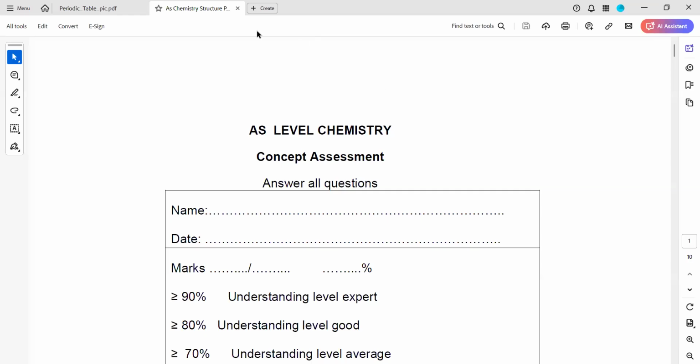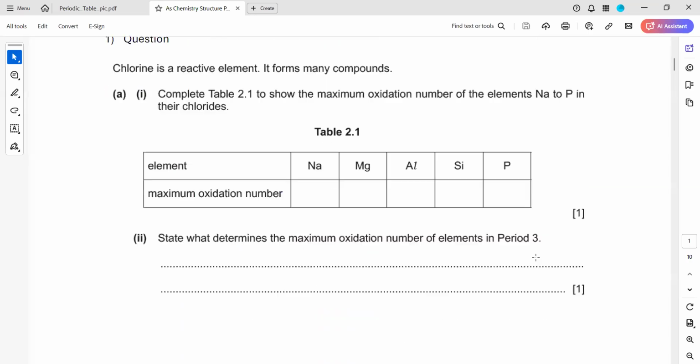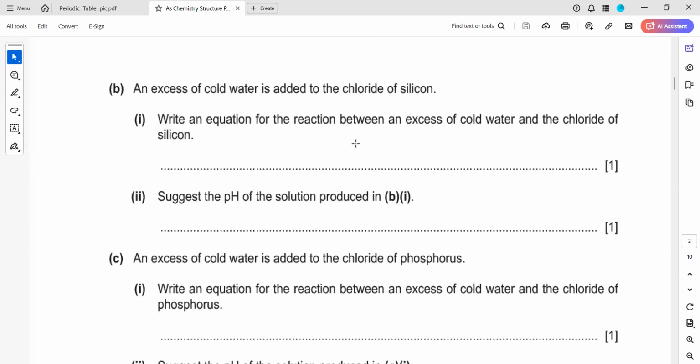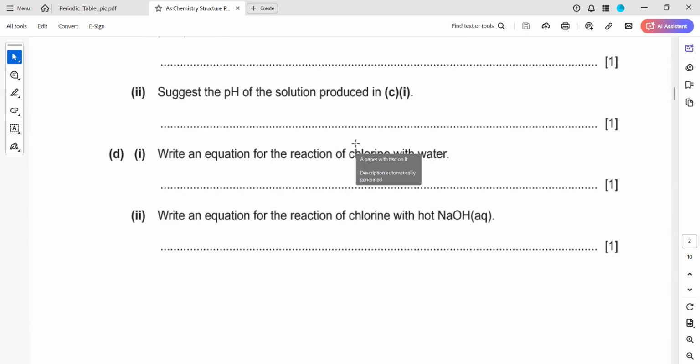So this is Structure Pop Quiz 11. I'll go through the questions. In case you have a doubt, you can mention the specific part. Question 1, part A, any doubt? Question 1, part B, any doubt? C, D.